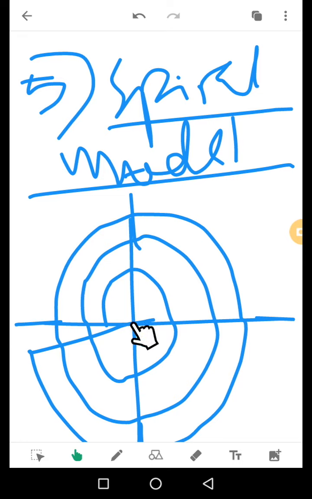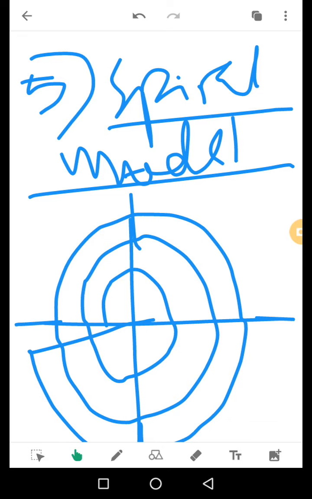So you know this is the center of the spiral. From here to here is the radius. So the radius denotes cost. So don't forget, the spiral model has 4 phases: planning, risk analysis, engineering, and evaluation.